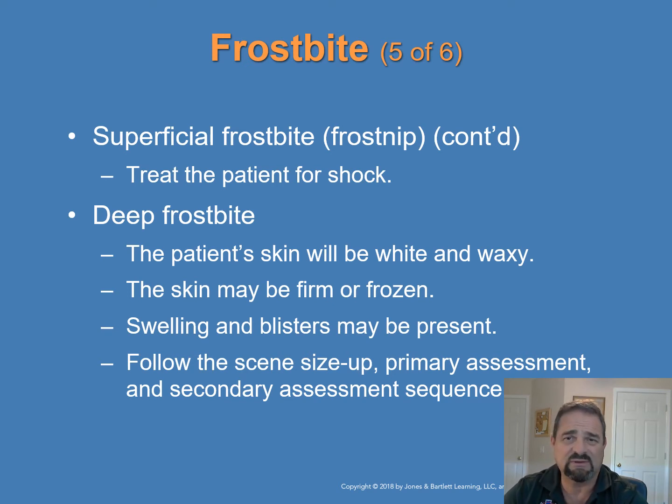The skin may be firm or frozen. There may be swelling and blisters that may be present. If the skin has thawed, it may appear flushed with areas of purple and white, or it may be mottled and cyanotic. Basic treatment is follow scene size up, primary assessment and secondary assessment sequence, and gradually warm this area up.